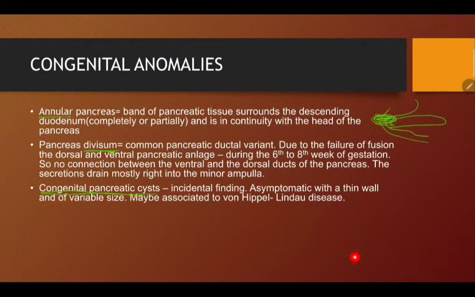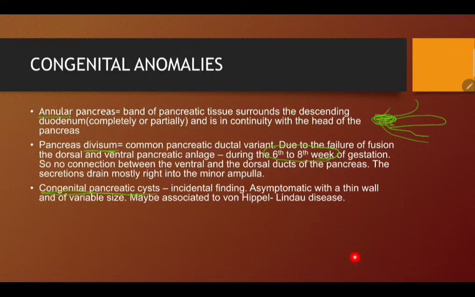Divisum means that there is a failure of fusion. So in the embryo, according to embryology, when the pancreas is formed, the dorsal and ventral parts of the pancreas need to turn, twist, and fuse together, right? This happens during the 6th to 8th week of gestation. But in this case, it doesn't happen. And so there are two different parts and two different ducts of the pancreas, and the secretions drain mostly into the minor ampulla on their own.